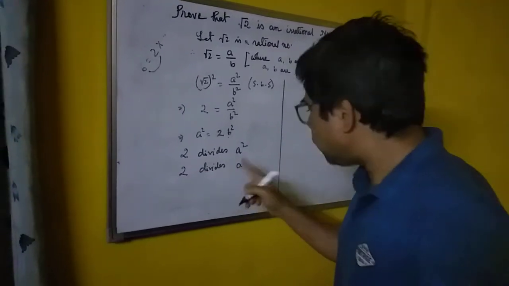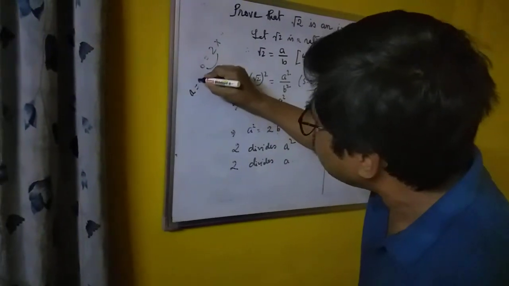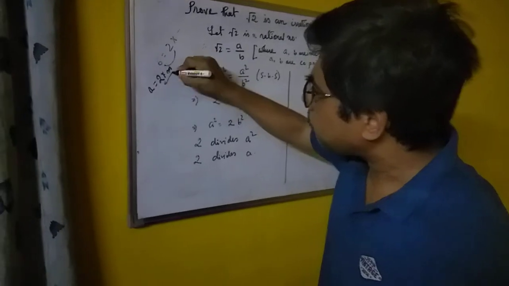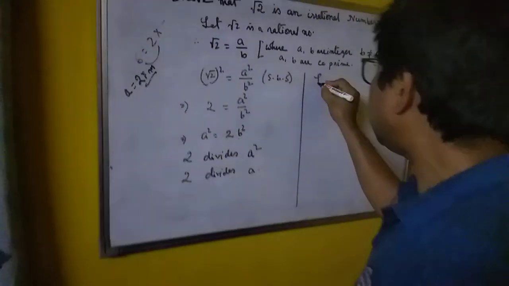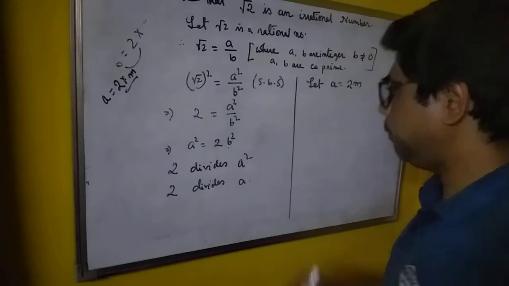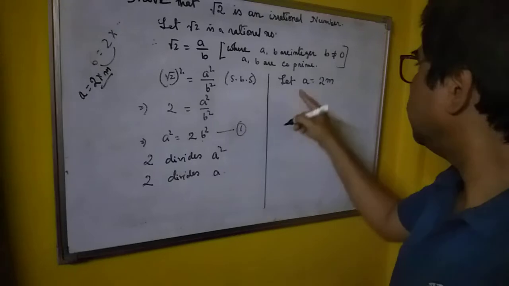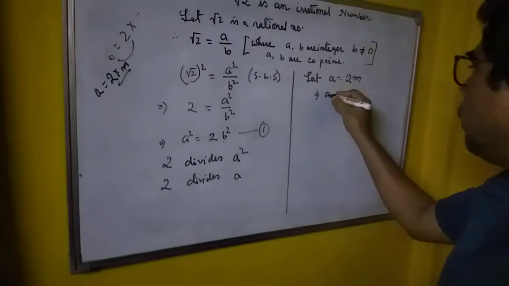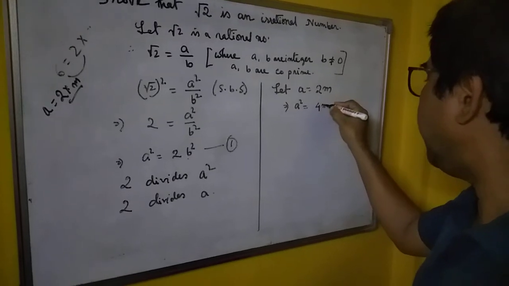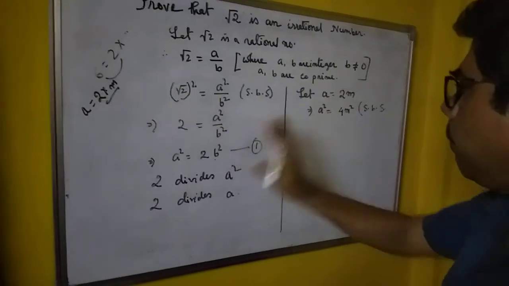Now 2 is a factor of a means a is equal to 2 into something. Suppose 2 into m. So again, let a equal twice m. Call this equation 1. Squaring both sides, what do we get? a squared equals 4m squared.